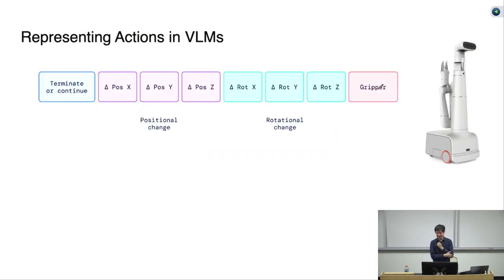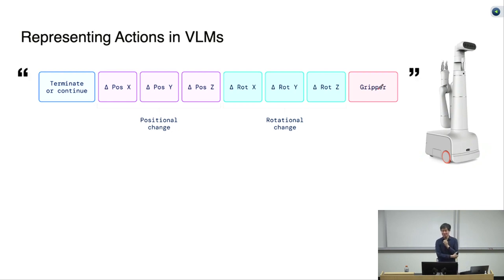In this particular example, but it can also generalize to other robots, here is the action space of the robot. It has 8 numbers. The first one is a binary decision, whether you want to terminate the current episode based on whether the task has been accomplished or failed. Then you have 6 numbers for the delta of the pose of the end effector. And finally, you have 1 variable controlling the gripper. How can we make it a language so that the vision language model can output it?